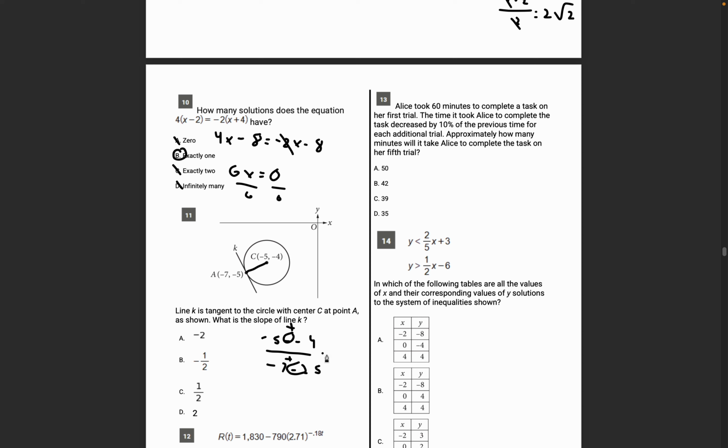Negative 5 plus 4 equals negative 1 over... Yeah, okay. And then negative 7 minus negative 5. Negative 7 plus 5, which is negative 2. So the slope is 1/2 for this line. But we're trying to find the slope of K, which is the opposite reciprocal because it's tangent, a 90-degree angle. So take the opposite reciprocal as negative 2.